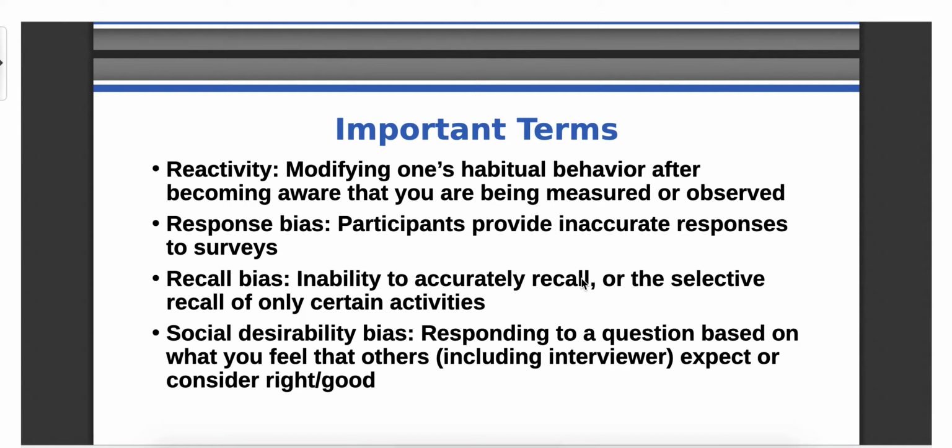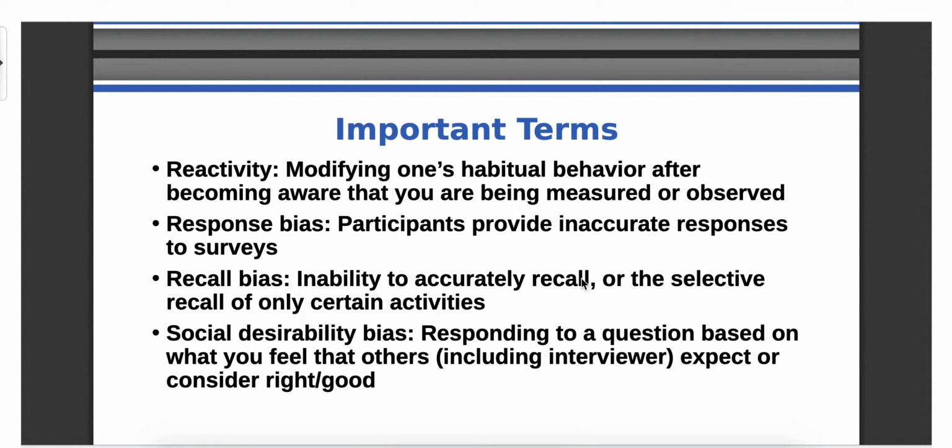Could be response bias. So if someone's doing a survey and they give inaccurate responses because maybe they don't want to be seen in a certain way, or they just feel like they've done more physical activity, but it doesn't necessarily count in the way your survey is asking it.